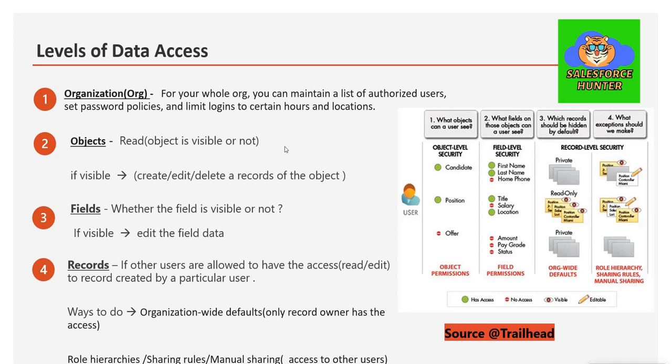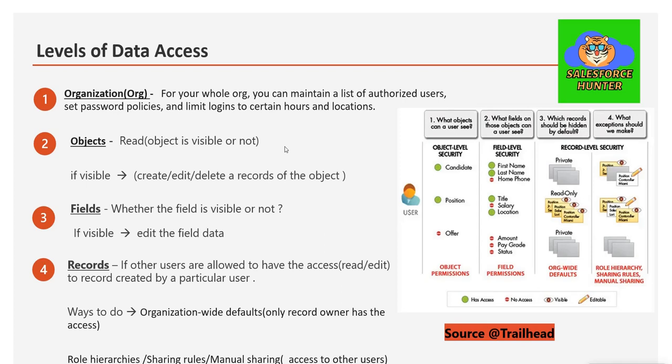That's pretty simple. Now when we come to the object, we mean whether the user is able to read the object or not. Basically, it means whether the object is visible to the user or not. If it's visible, whether the user can create, edit, or delete a record of the object. That is what we mean by object data access.